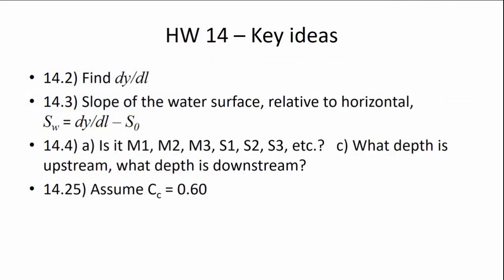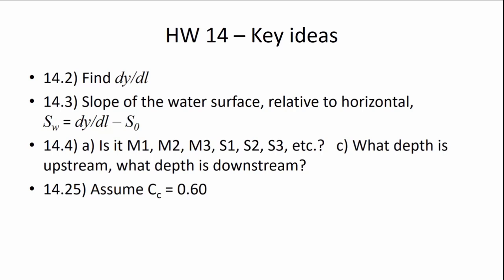So here are some of the key ideas for the homework assignment. Problem 2 I just thought was a little confusing, maybe the way that it's worded, and what they're asking for you to find is the dy/dl, and we'll go over today what that is. Problem 3 is closely related to an example we're going to be working in class today, but just to make it perfectly explicit, they're wanting to find out how the water changes relative to horizontal, so you have to find dy/dl and then subtract out the channel slope from that.